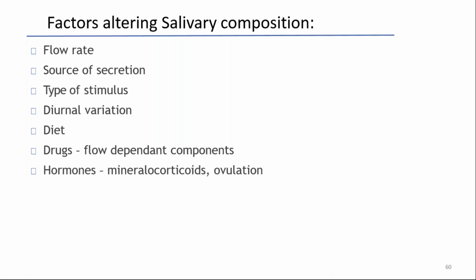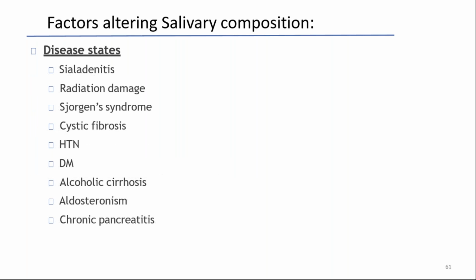So there are certain factors which change the salivary composition. The composition can be altered due to factors like flow rate, type of stimulus, diurnal variation, diet, and hormones. So mineralocorticoids, and during ovulation, due to the hormonal fluctuations, the composition can change. And disease states like diabetes, hypertension, cystic fibrosis, and Sjogren syndrome can also alter the salivary composition.